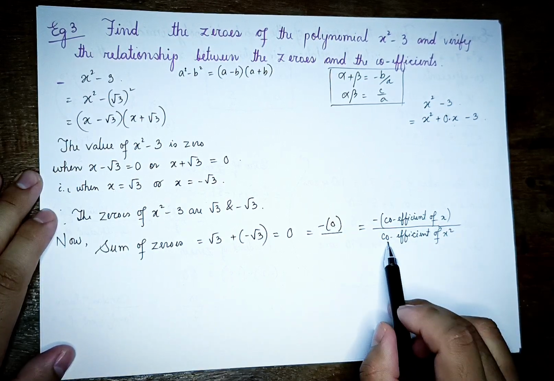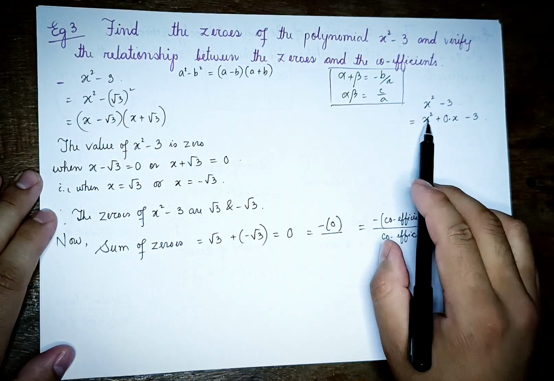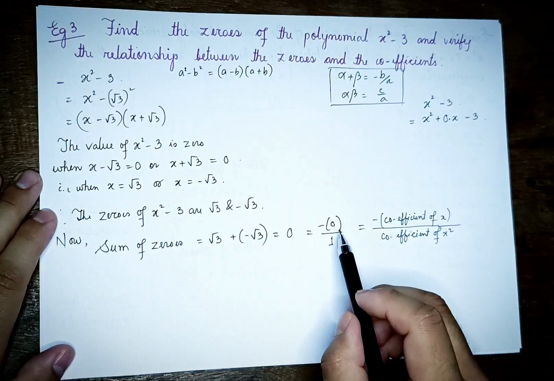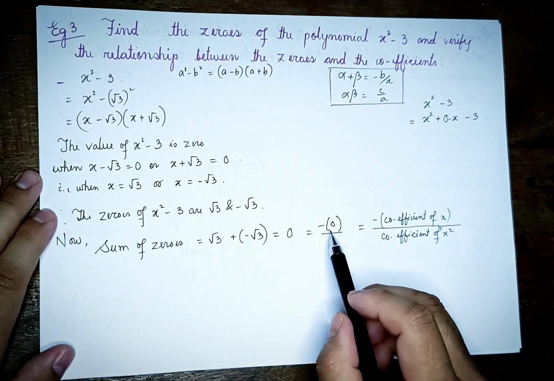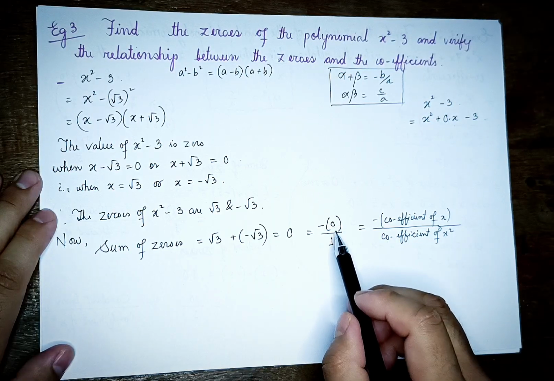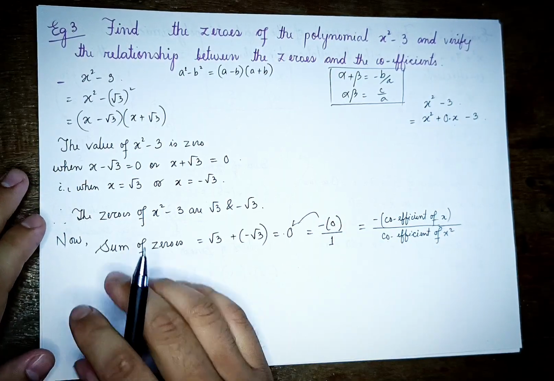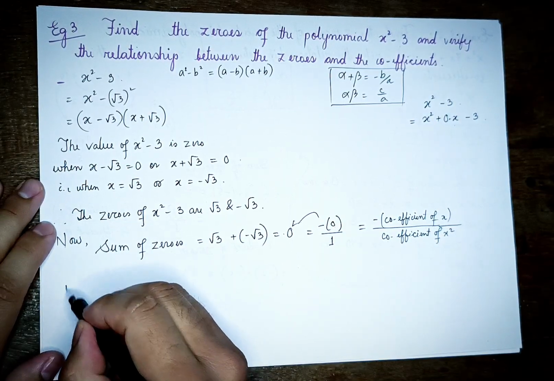divided by coefficient. What is the coefficient of x square? The coefficient of x square is 1, so we can write this as 1. Here minus 0 is 0. 0 divided by 1 is 0, which verifies it. Next one is the product of zeros.